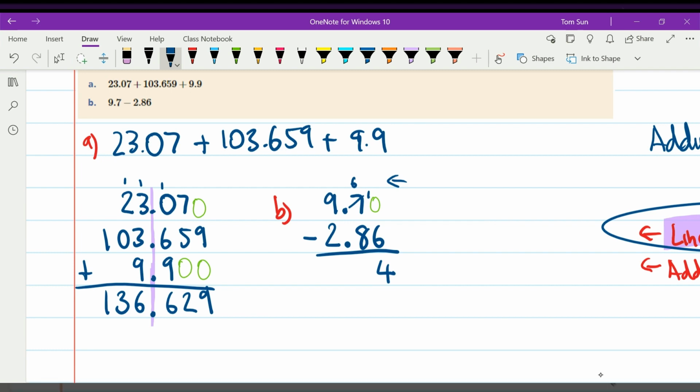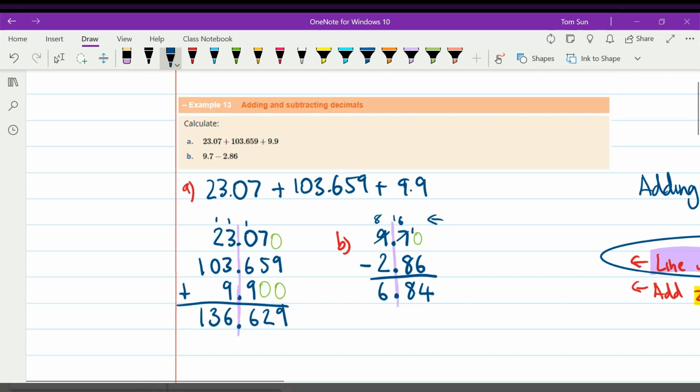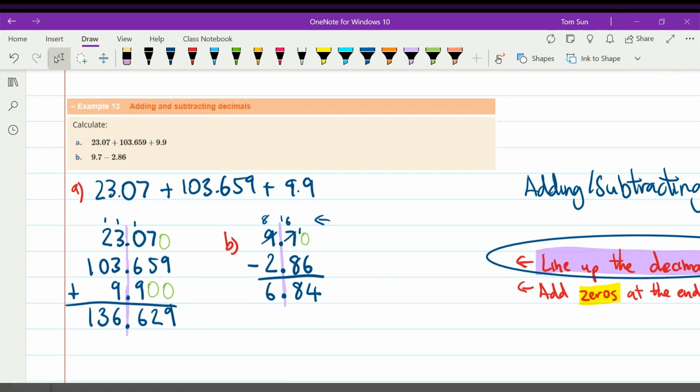6 minus 8 I cannot do, so I need to borrow from my neighbor. So this was 8. This becomes 16. 16 minus 8 is 8. Remember, the decimal points have to line up. I'm just going to draw this so that you can see that they're lining up correctly. And now I have 8 minus 2, which is 6. Okay, so you can see pretty straightforward addition and subtraction: line up decimal points, vertical algorithm, add the zeros at the end if there's any empty spaces, and then conduct the operations. This is pretty straightforward.